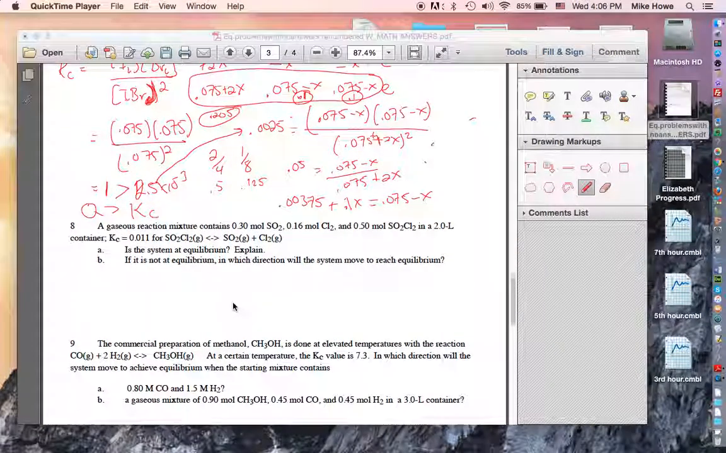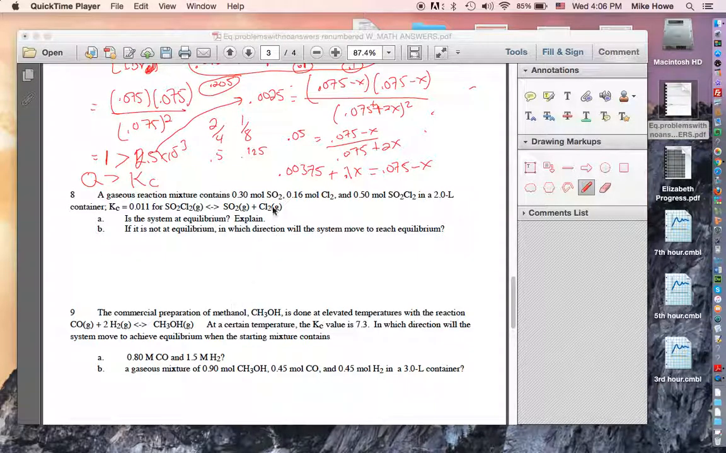So now looking at the next question, you would need to take these moles and divide by the number of liters to get molarities. Set up the expression of the concentration of SO2 multiplied by the concentration of chlorine divided by the concentration of SO2Cl2. Put the concentrations into that equilibrium expression.